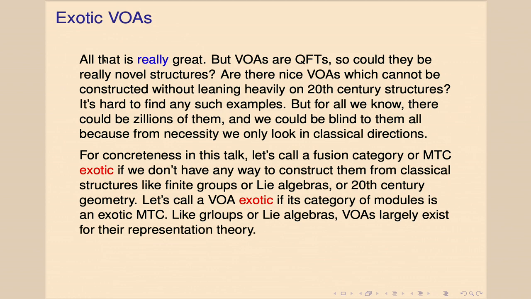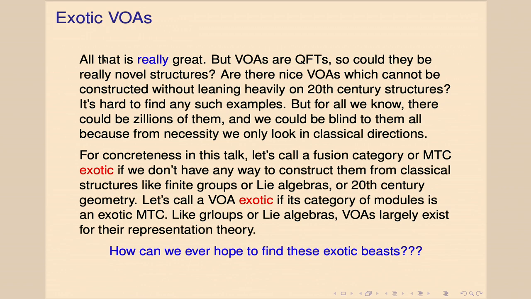So let's call a modular tensor category or a fusion category exotic if there's no way to build it up from Lie theory or finite groups that we know of right now. So it's extremely complicated. We have to use ad hoc methods to construct it. And let's call a VOA exotic if its category of modules is exotic in this sense. Okay, so we're trying to search for exotic VOAs, and we might discover that there are none. But right now, I don't know if there's any that are known that are exotic in this sense. So that's our challenge. And so the biggest problem is, how in the world do we ever find these exotic VOAs or exotic categories if our only methods are classical methods? We haven't invented really other methods yet.